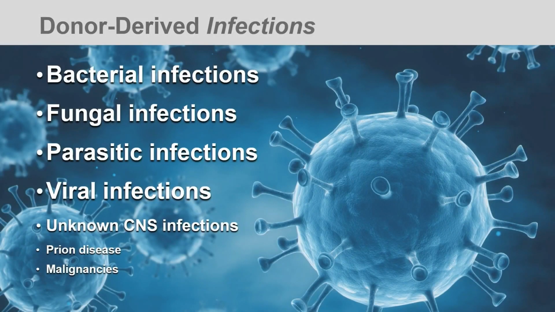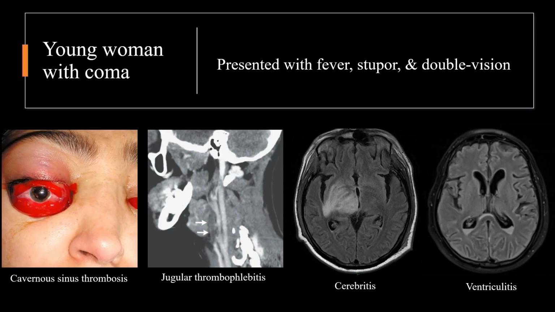So now going to donor-derived infections. When we think about all our different donor-derived infections, we'll talk some about bacterial infections and parasitic infections for some cases, as well as viral infections. So this is a donor. It's a young woman with a coma who presented with fever, stupor, and double vision. She had a cavernous sinus thrombosis, a jugular thrombophlebitis, cerebritis, and ventriculitis.